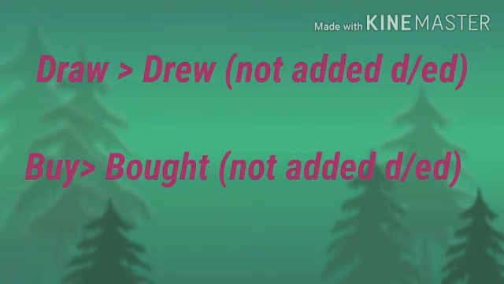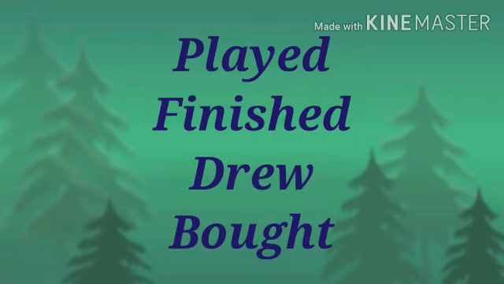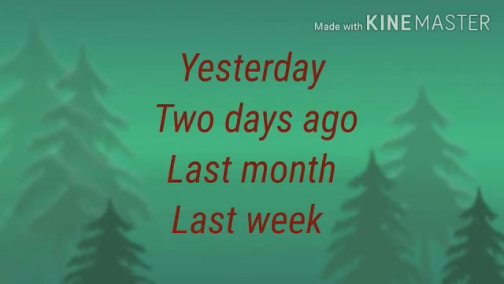Now all the verbs which I have marked bold indicate the actions started and ended, and all these verbs were played, finished, bought, drew. So all these verbs indicate that these actions have started and ended both in the past. And the words like in the first example yesterday, in the second example 2 days ago, in the third example last month, and in the fourth example last week also indicate the actions which occurred in the past time.